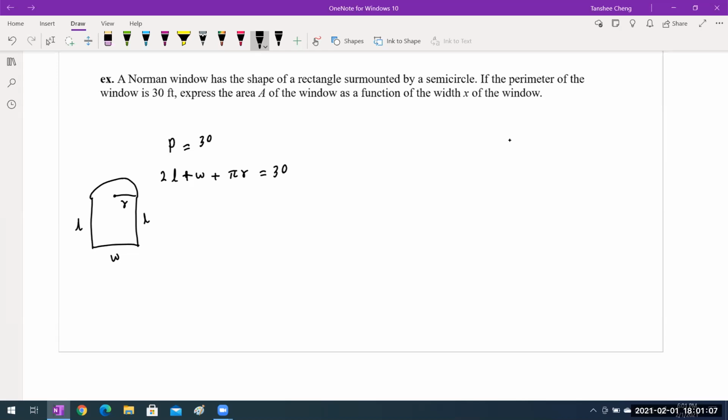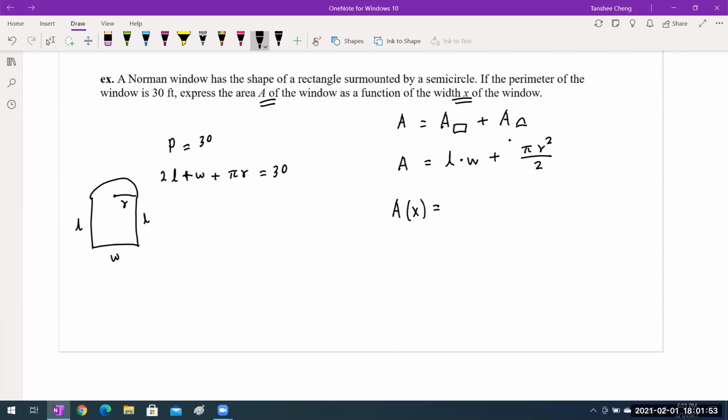Now, our objective is finding out the area of the window. So the area of the window is basically the area of a rectangle plus the area of a semicircle. The area of a rectangle is easy, which is length times the width. Area of a semicircle is not difficult either: pi r squared is the area of the whole circle, half of it. In this case, we want to indicate the area of the window with the width, which is x. So we are talking about A of x.